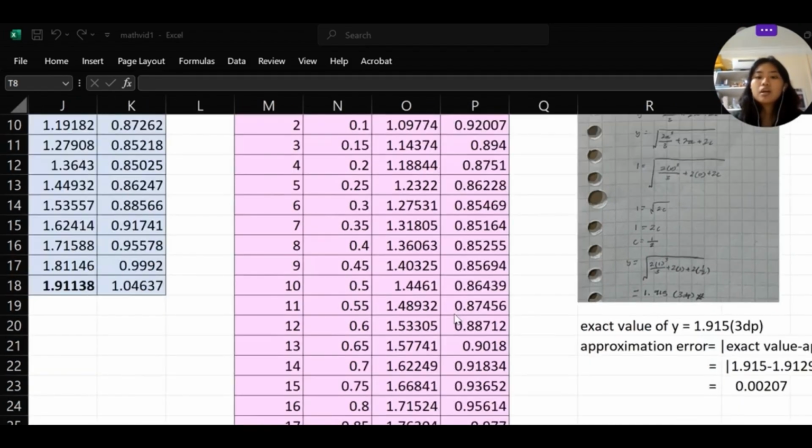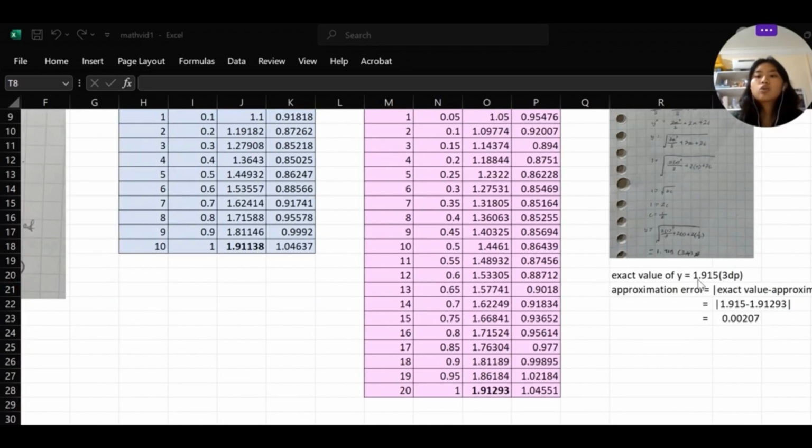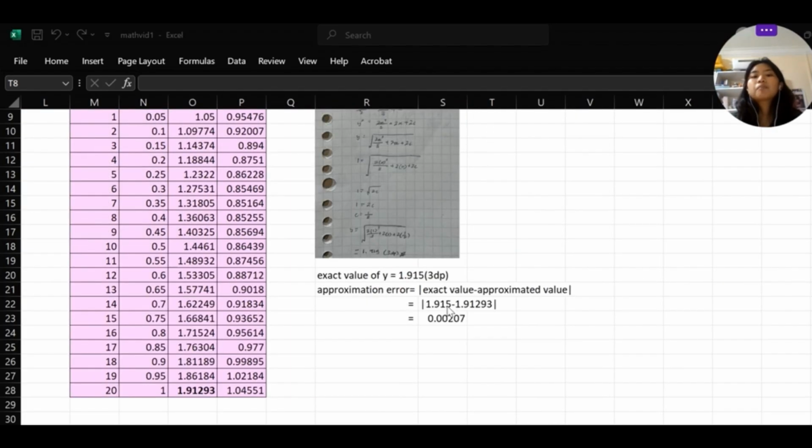And as you can see, with a smaller step size, my y value is actually a lot closer to the exact value of y compared to the larger step size. To find the approximation error, the formula is the absolute value of the exact value minus the approximated value. So I got 0.00207.